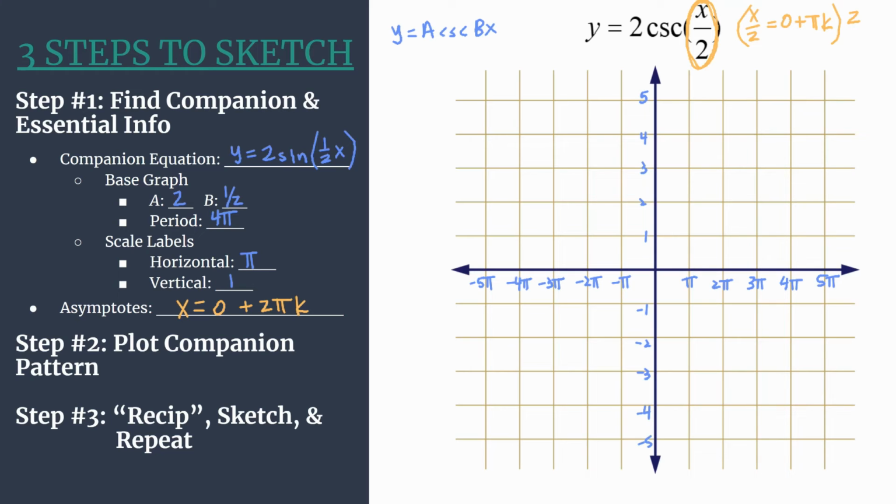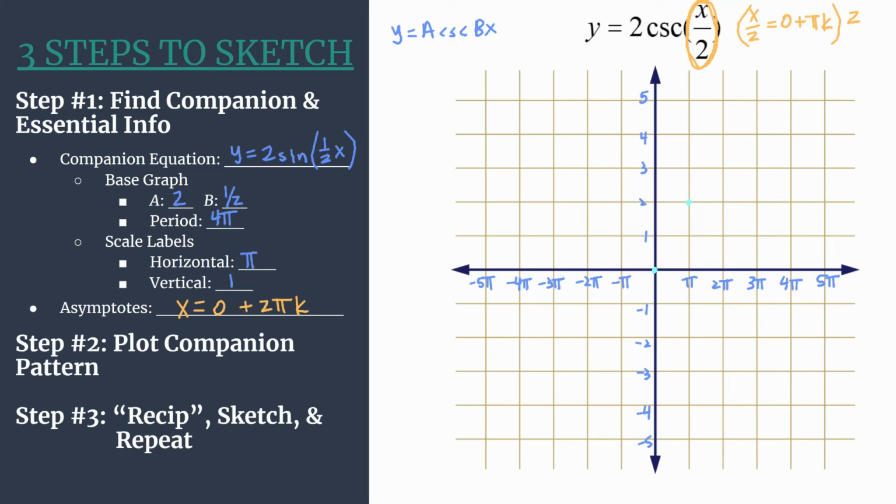All right, now we're ready for step 2. We're going to plot our companion pattern. So our sine pattern, our basic unreflected sine pattern, starts on the origin. So x-intercept on the origin, maximum, another x-intercept, minimum, repeat. So let's go ahead. We're going to start with our first x-intercept on the origin. Our maximum will happen at the first horizontal tick mark to the right, and its y-coordinate will be the value of a, so 2.